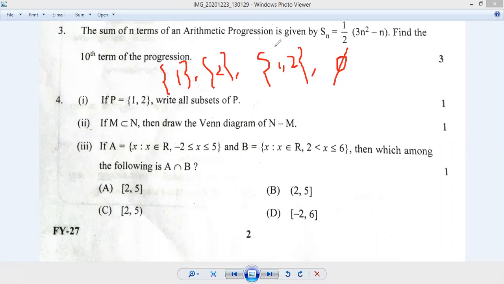Since the cardinality of set P is 2, we have 2 raised to n, that is 2 raised to 2, which is 4 subsets, and one of them is the null set. The null set is a subset of all sets. Similarly, every set is a subset of itself, so set {1, 2} is also a subset. Similarly, we have the elements 1 and 2, so set {1} and set {2}. These form the subsets of P.